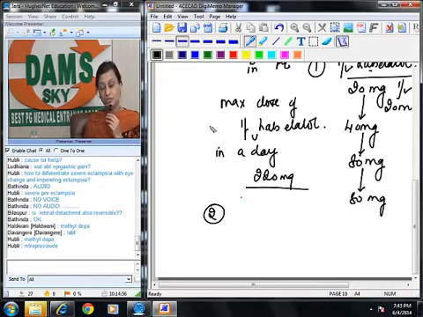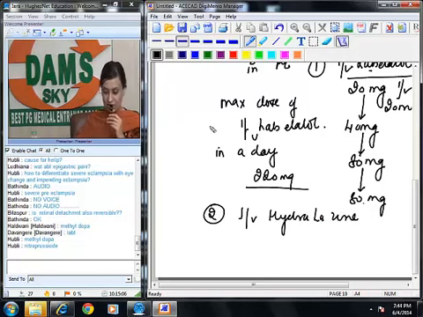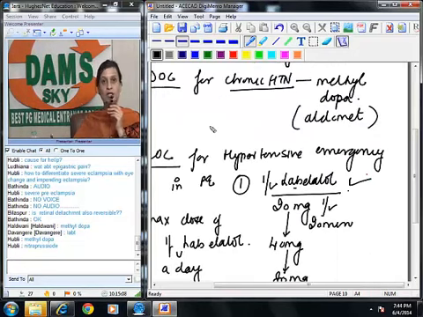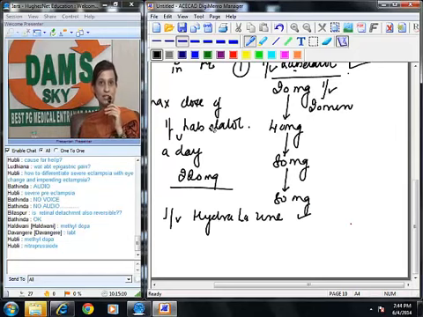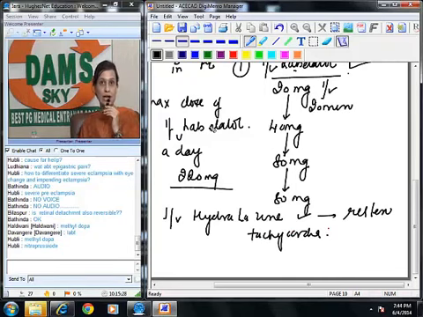The second drug which is approved for hypertensive emergency in pregnancy is hydralazine. So the first best answer is IV labetalol. The second answer is hydralazine. So even hydralazine can be given for hypertensive emergency. Now the only drawback of hydralazine is that it causes much more reflex tachycardia. Labetalol does not cause that much reflex tachycardia.